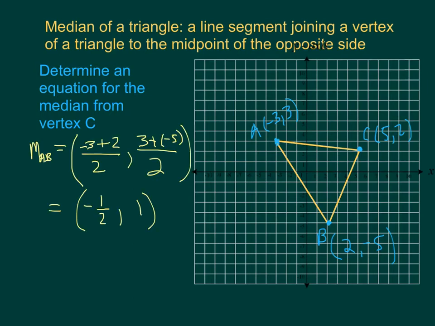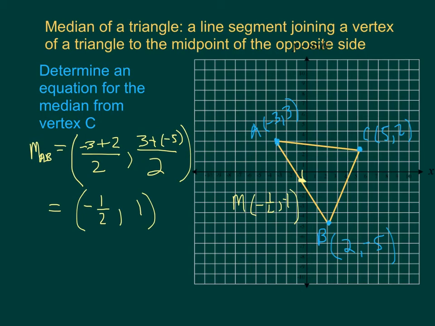And so there's the work. You can see that I did -3 plus 2 divided by 2, and then 3 plus -5 divided by 2, and you get -1/2 and -1. And if you take a look, actually, you can see they're right at -1/2 and -1. That's the midpoint. So I'm just going to mark that there, -1/2 and -1, and that is my midpoint, and I'm going to call it M.